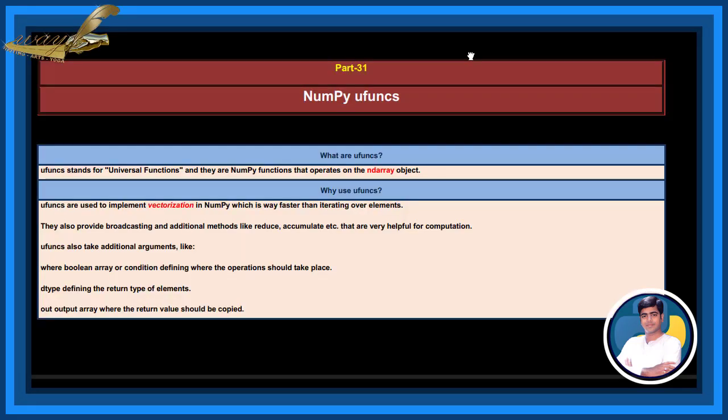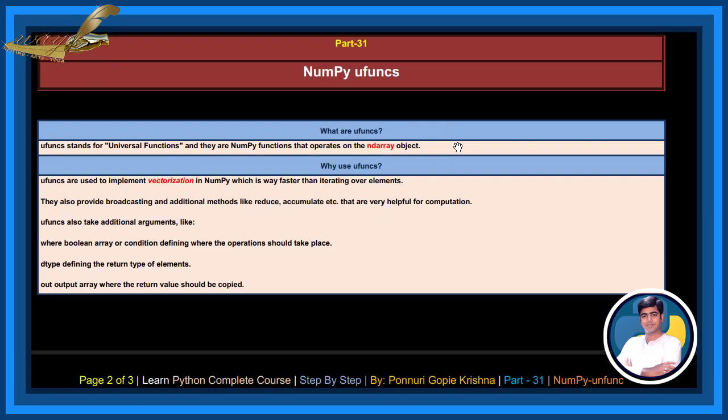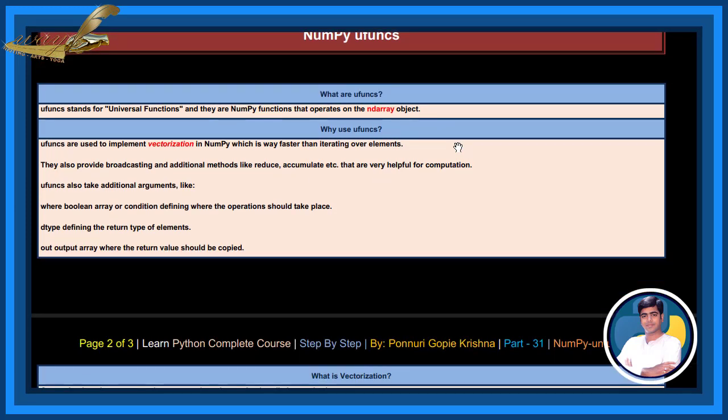In this session, let us learn about NumPy ufuncs. What are ufuncs? Ufunc stands for universal functions, and they are NumPy functions that operate on the ndarray object. Why use ufuncs? Ufuncs are used to implement vectorization in NumPy, which is way faster than iterating over elements. They also provide broadcasting and additional methods like reduce, accumulate, etc.